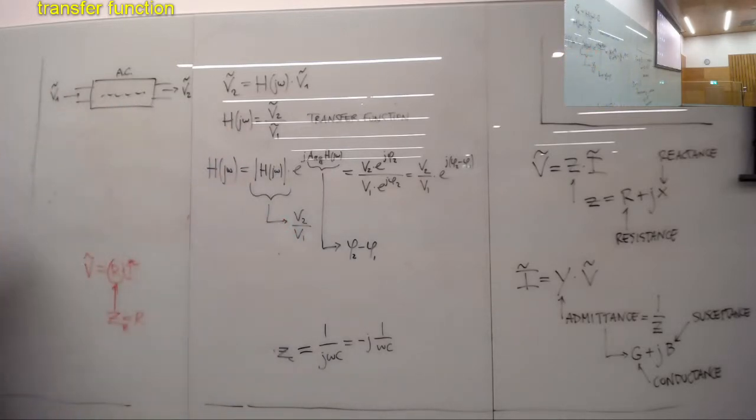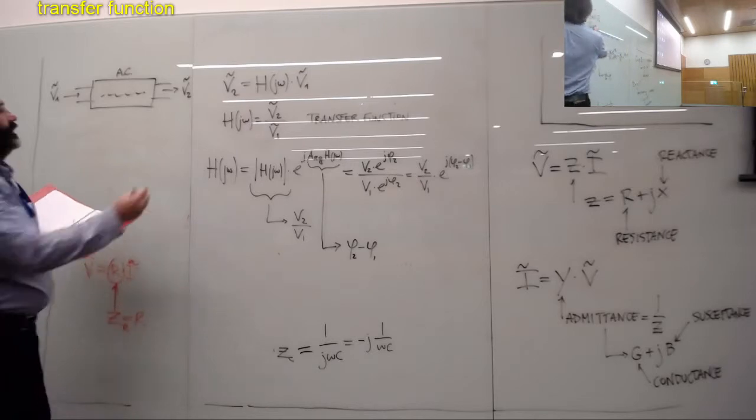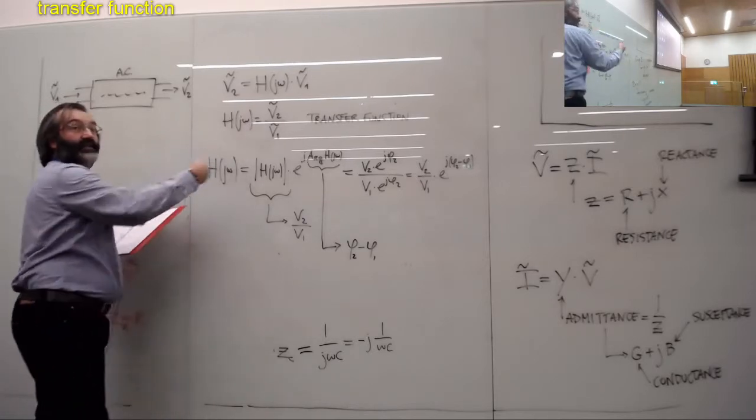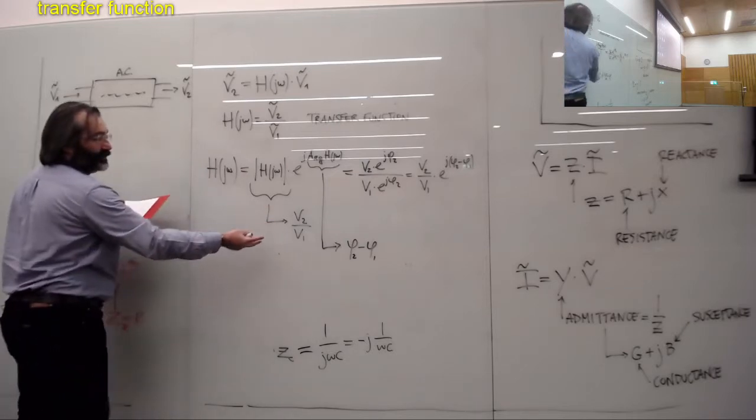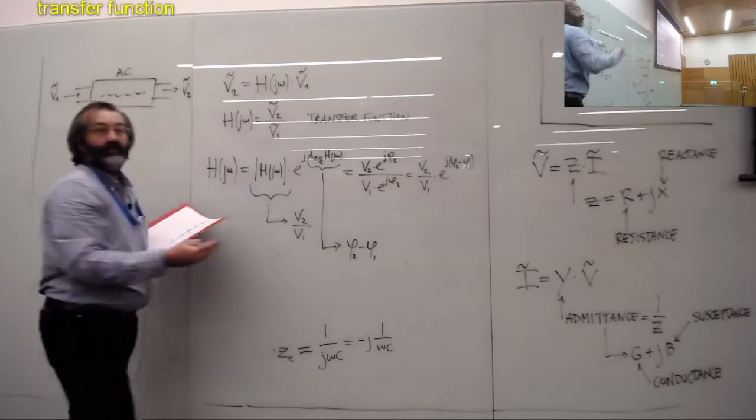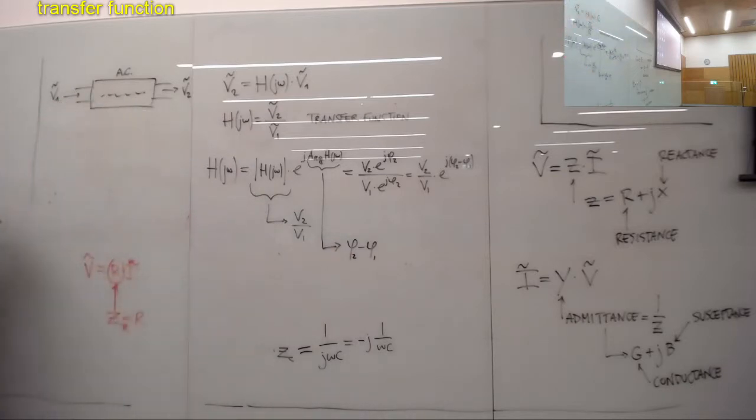So this is the key to remember. The transfer function carries information related to the ratio of the amplitudes of the input and output and the difference in phase between the input and the output.